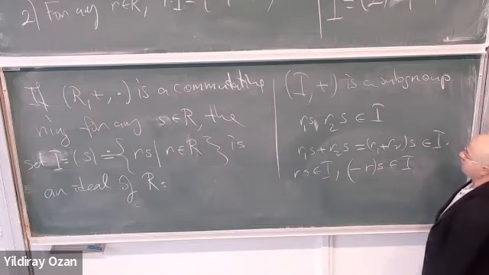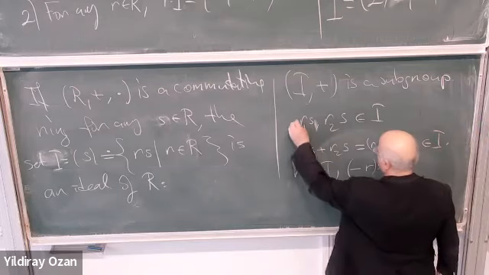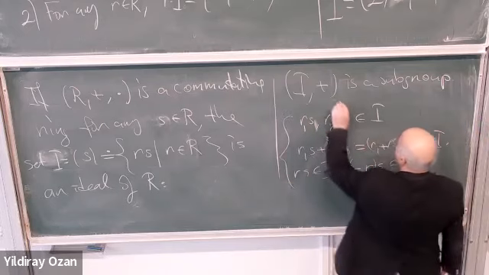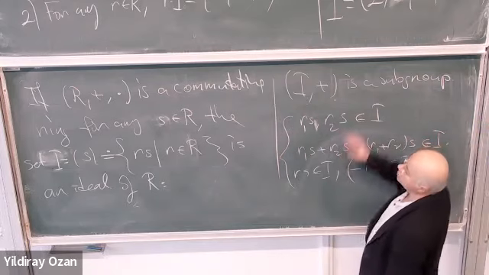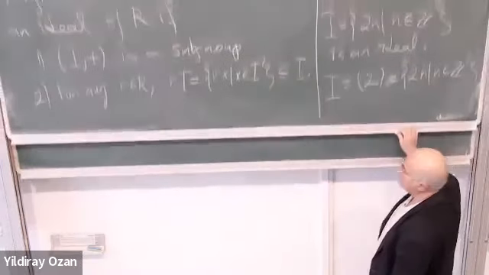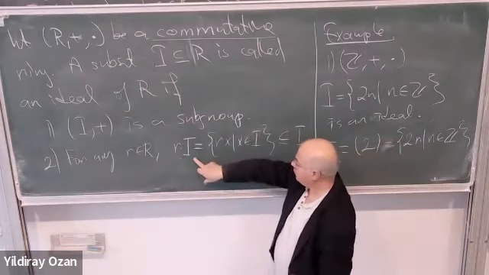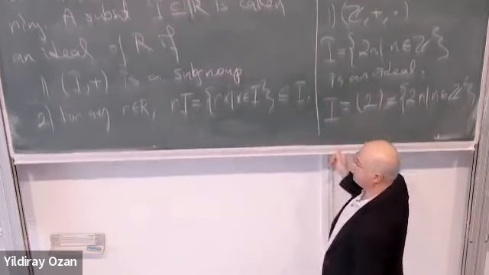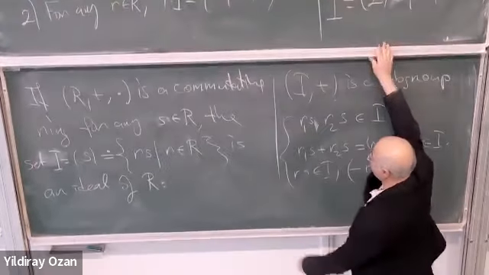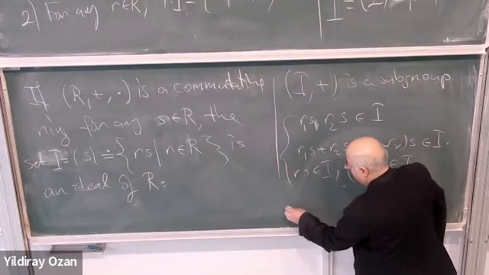So this shows that this is an abelian subgroup. What about the other condition? The other condition is that a multiple of any element here also lies in the ideal. Well, that's also true.